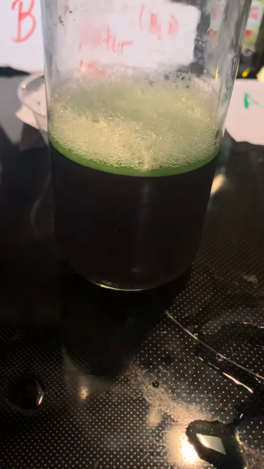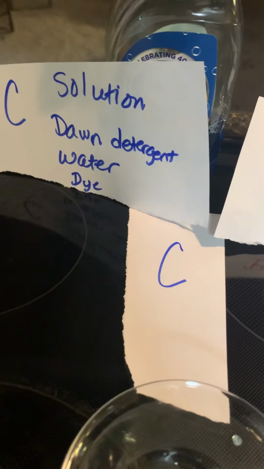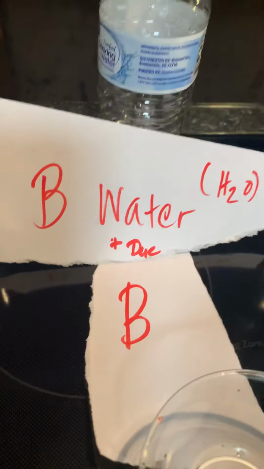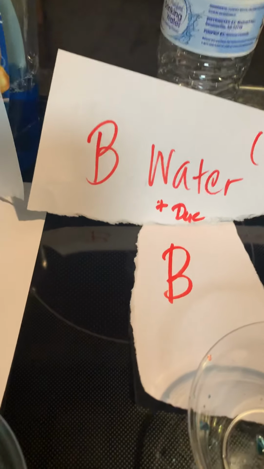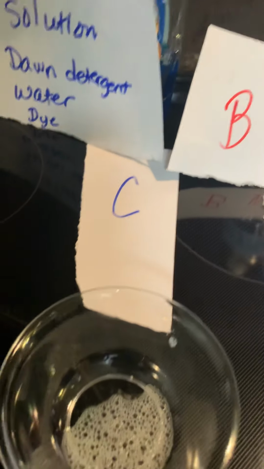And what do you think happened here in the bottom? Well, if you guessed that the water solution and the solution with the Dawn dish detergent, water, and dye solution combined to give us this dark color, then you are correct. So the density of B and C was very close, or precisely 1 gram per cubic centimeter. So we took a solution that contained Dawn dish detergent. So let's take this one step further.